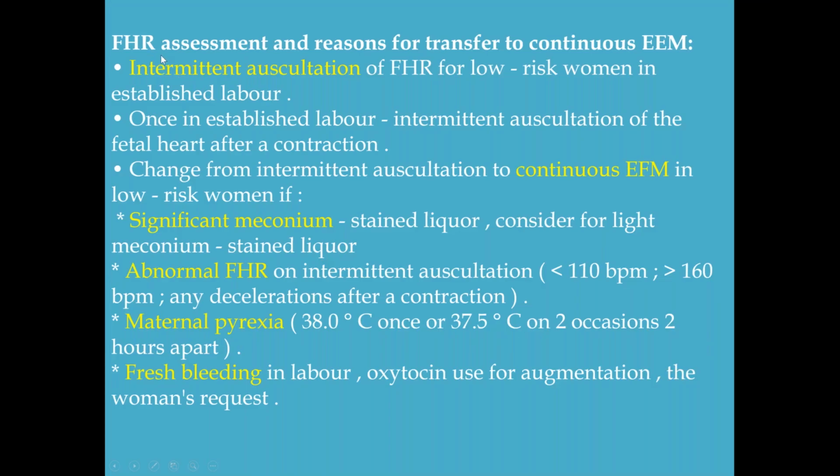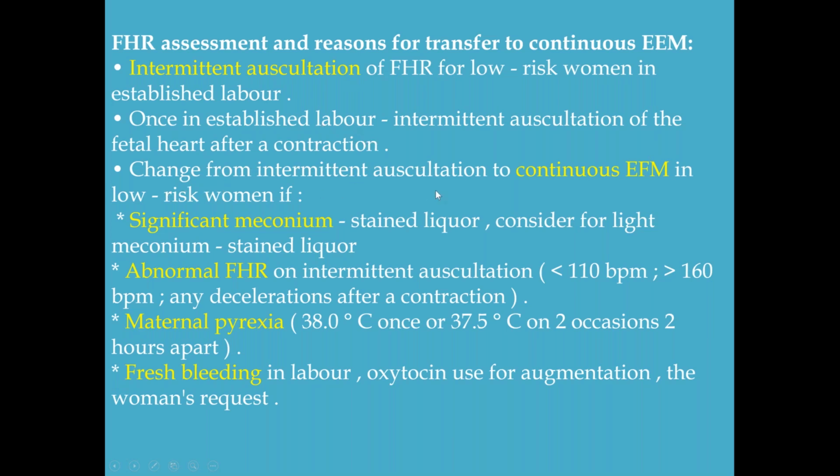What about the fetal heart rate assessment and the reasons for transfer to continuous electronic fetal monitoring? At what point do we shift the patient from intermittent auscultation to continuous electronic fetal monitoring? Intermittent auscultation is for the low risk woman in established labor. As you know, intermittent auscultation is only for the low risk. The high risk woman we should monitor by CTG. Once in established labor, we do intermittent auscultation of the fetal heart after a contraction.